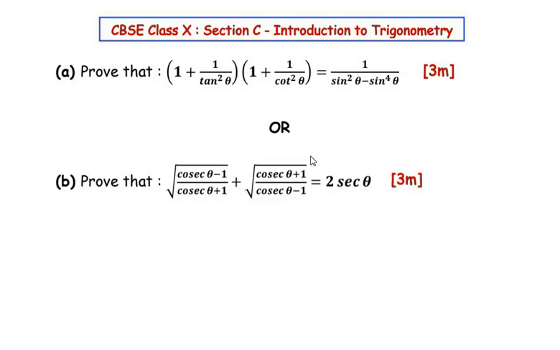In this video we are going to solve a 3-mark question from the Introduction to Trigonometry chapter which had appeared in the CBSE board exam 2025. Now this question has an OR question as well. That is, either you can attempt the A question or the B one. So let us start with the first question now.